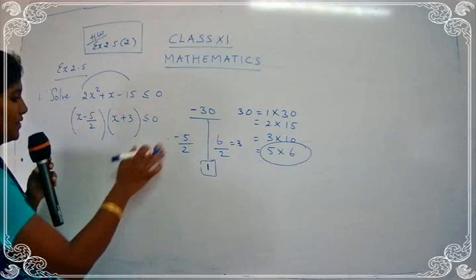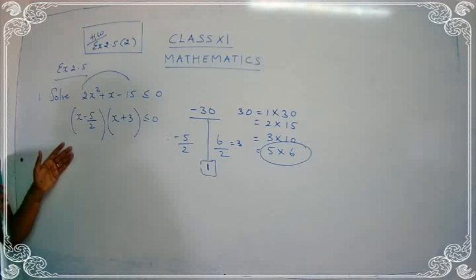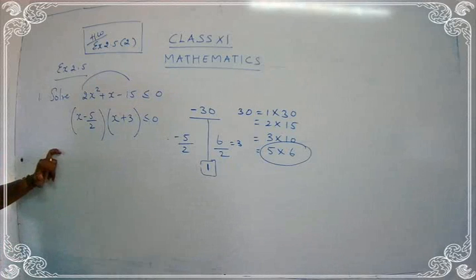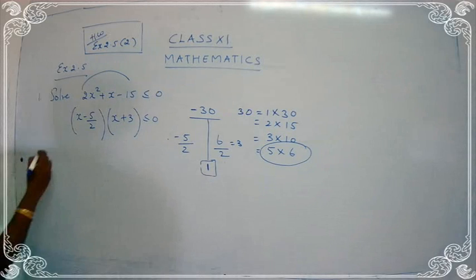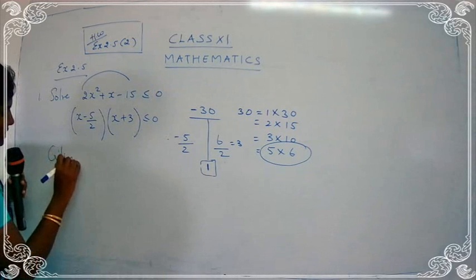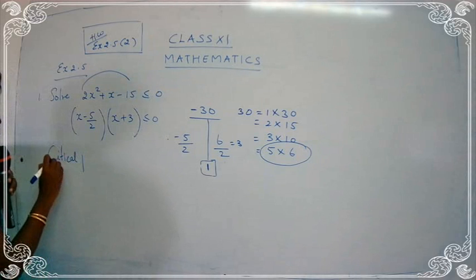I hope the step is very, very easy and it's clear to you. Yes, children? Are you clear with this step? Okay, good. Now let us go for the further step. Now what are we going to do? Now we are going to write down the critical points. Write down. Critical points. Critical, okay, children?